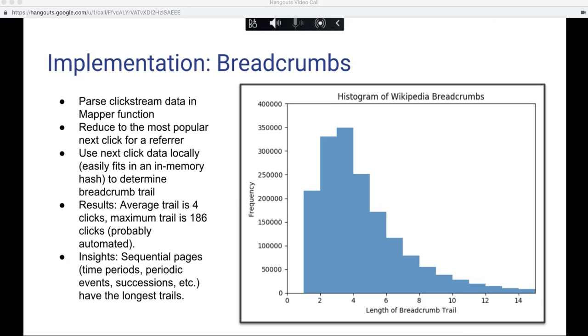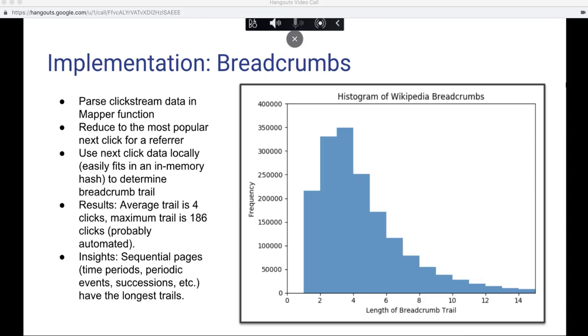So the first module that we created was called breadcrumbs. Basically, it takes the clickstream data and it just knocks it down into, okay, based on where you're coming from, what's the most likely next place you're going to click? And it takes that, and that reduces the data set enough that you can actually make a hash of that and load it in memory on a local computer for analysis. Once you have that there, you can figure out what trails people are following as they go through. Where's the most likely place you click next? Where's the most likely place after that? So on and so forth.